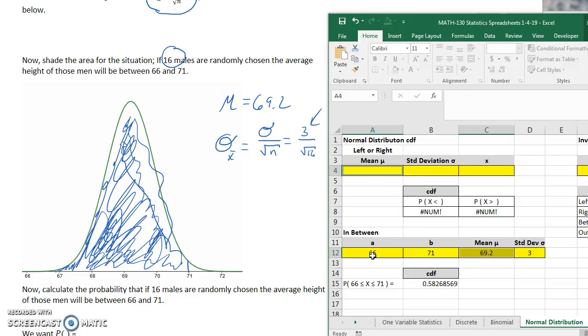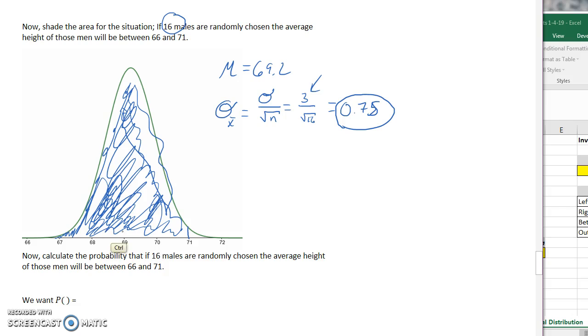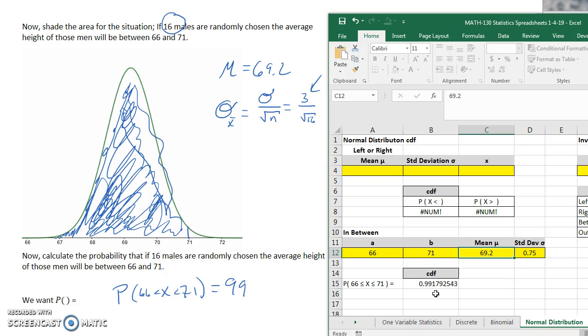So I'm going to again pick the in-between tab. We're between 66 and 71. The average of 16 males is still the average of one male in the long run. So that stays 69.2. But we change this to 0.75. And we get 0.9918. So it's a lot more likely that if you average 16 males up, their average is going to be between these two values. So the probability that X is between 66 and 71 is 99.18%.